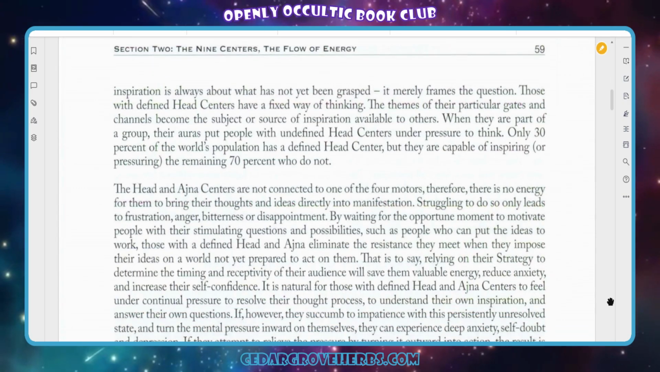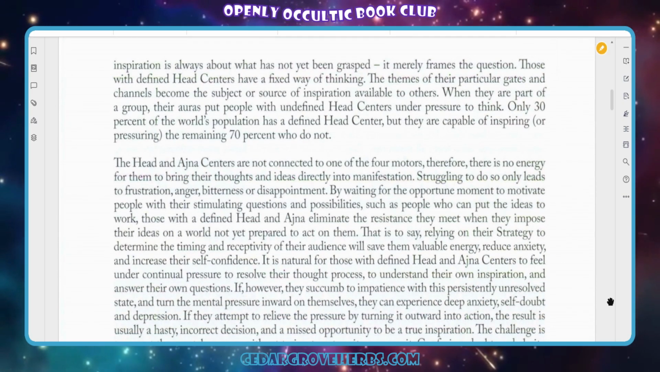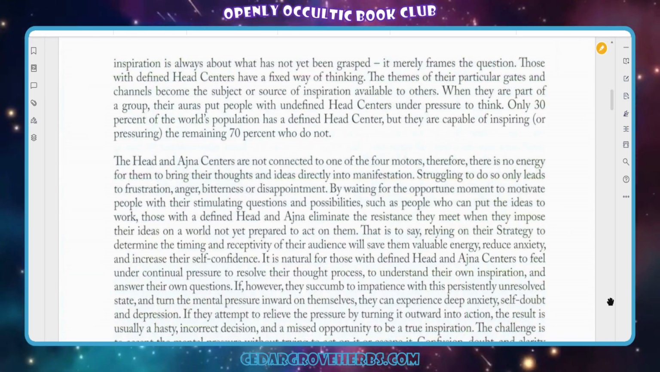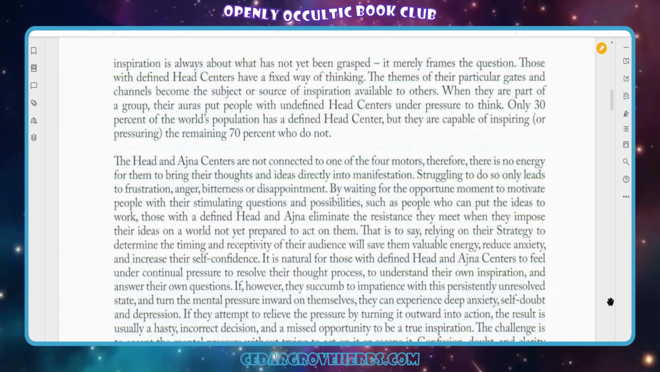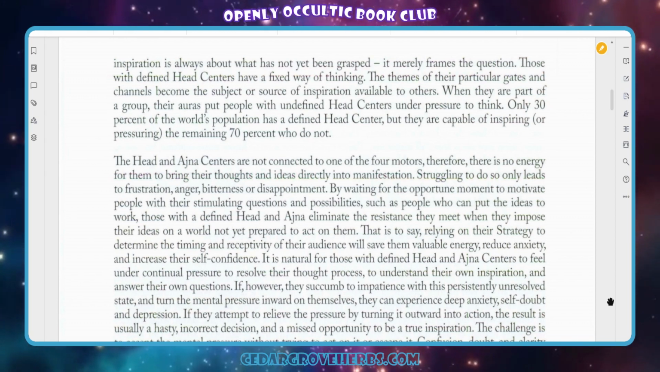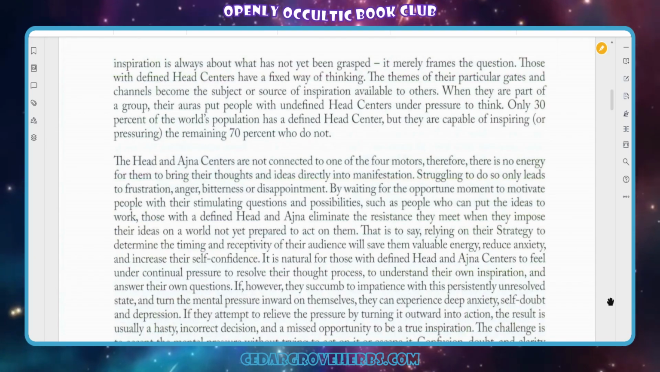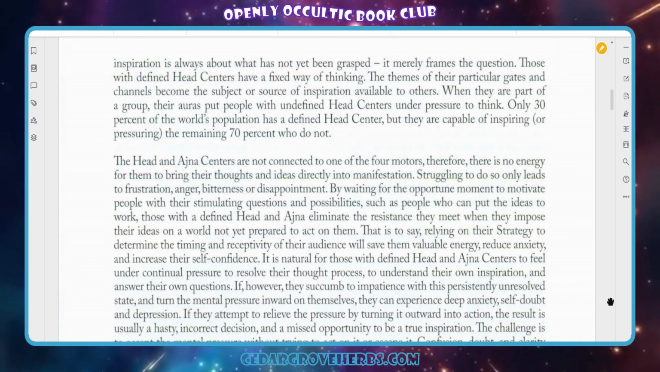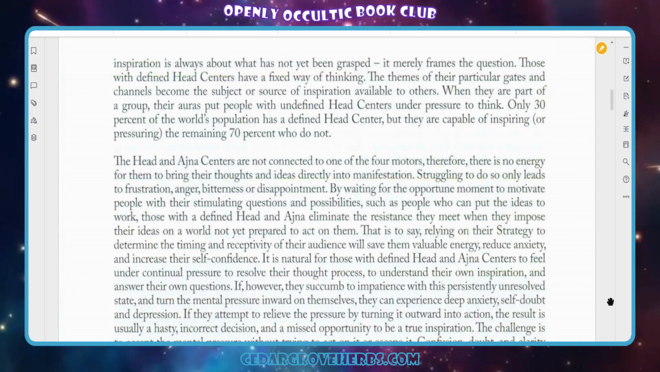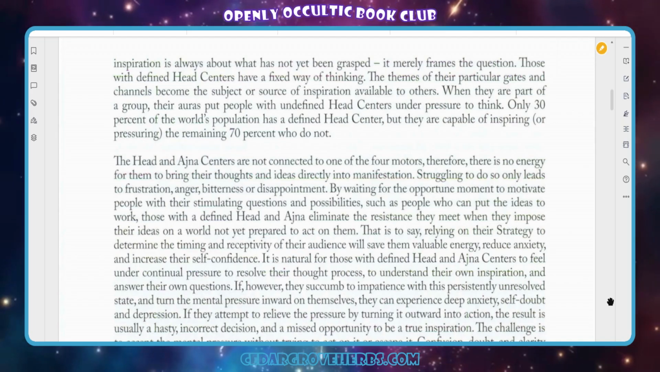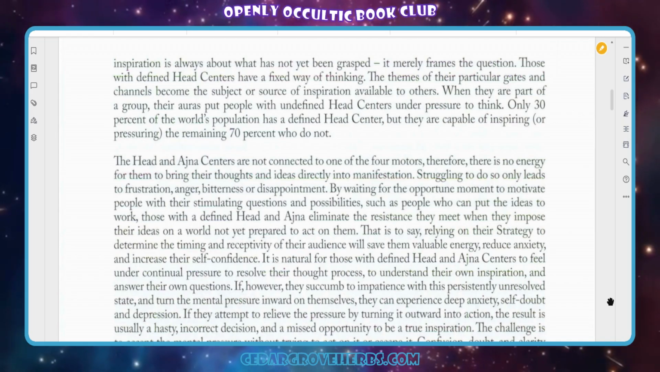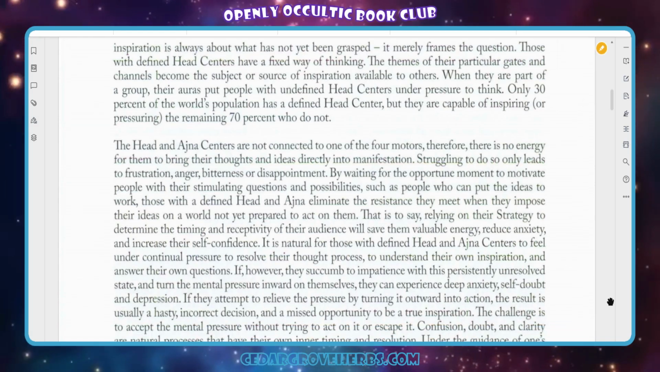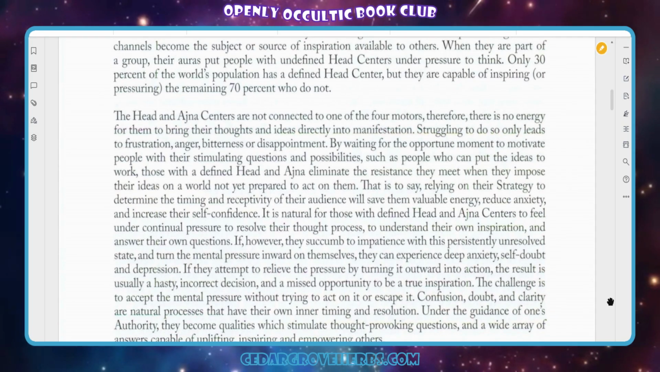The head and ajna centers are not connected to one of the four motors. Therefore, there is no energy for them to bring their thoughts and ideas directly into manifestation. Struggling to do so only leads to frustration, anger, bitterness, or disappointments. By waiting for the opportune moment to motivate people with their stimulating questions and possibilities, such as people who can put the ideas to work, those with a defined head and ajna eliminate the resistance that they meet when they impose their ideas on a world that's not yet prepared to act on them.